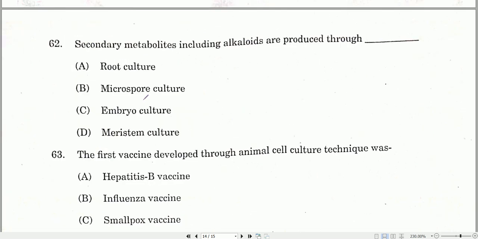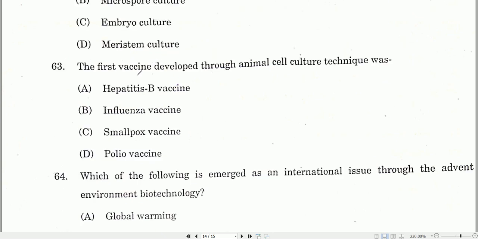Coming to question number 62, secondary metabolites including alkaloids are produced through. Basically they are produced through the root hair cells. So root culture will be the correct one. Coming to question number 63, the first vaccine developed through animal cell culture technique was your smallpox vaccine. So option C will be the correct one.